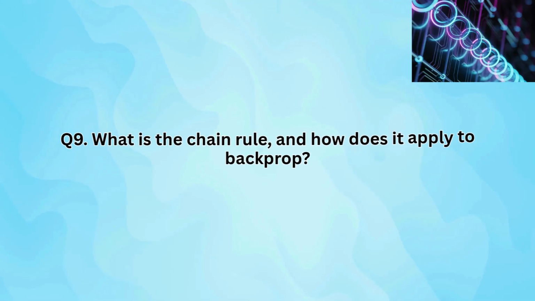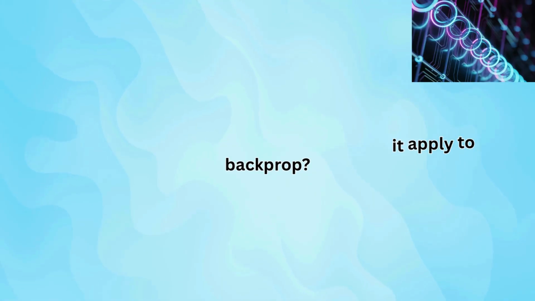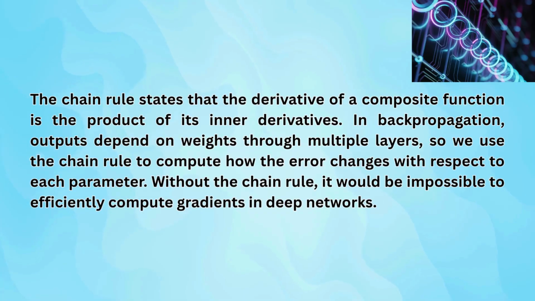What is the chain rule, and how does it apply to backprop? The chain rule states that the derivative of a composite function is the product of its inner derivatives. In backpropagation, outputs depend on weights through multiple layers, so we use the chain rule to compute how the error changes with respect to each parameter. Without the chain rule, it would be impossible to efficiently compute gradients in deep networks.